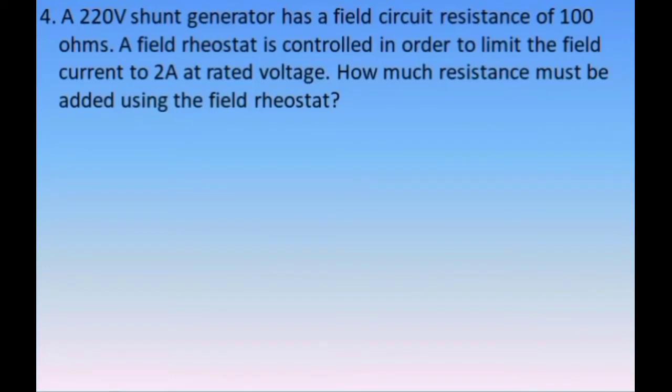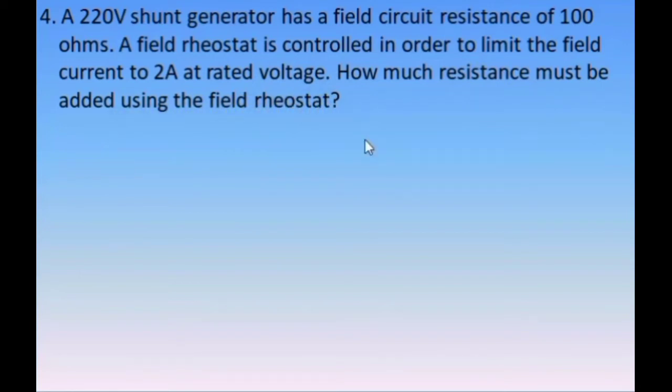Let's proceed to problem number 4. A 220 volt shunt generator has a field circuit resistance of 100 ohms. A field rheostat is controlled in order to limit the field current to 2 amperes at rated voltage. How much resistance must be added using the field rheostat?